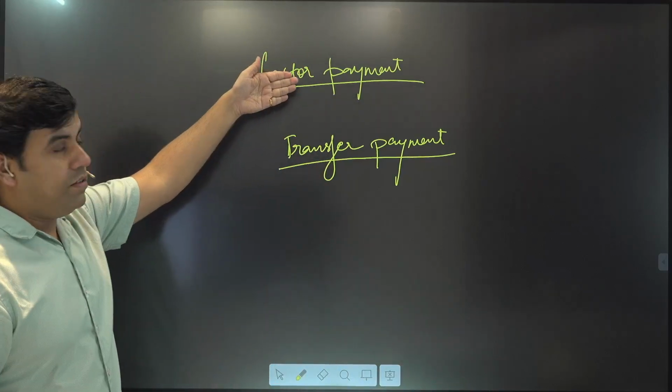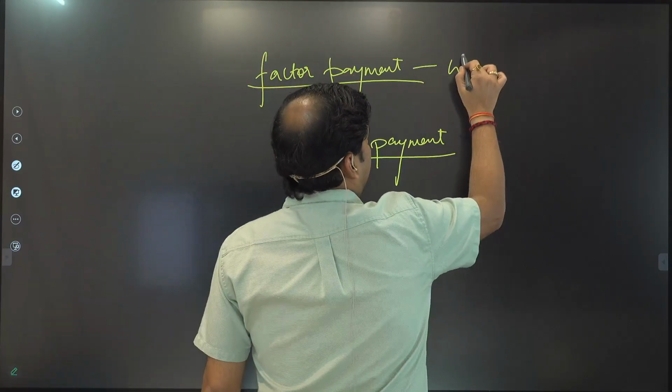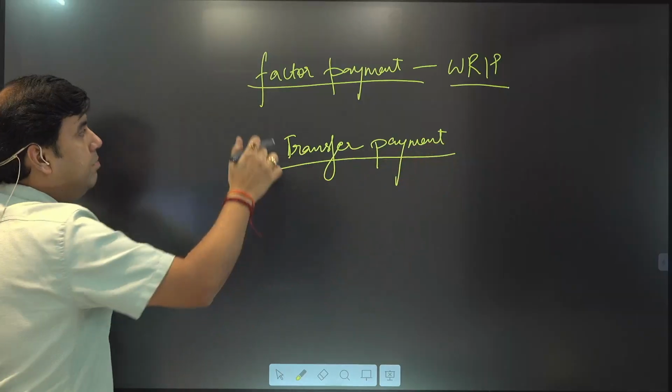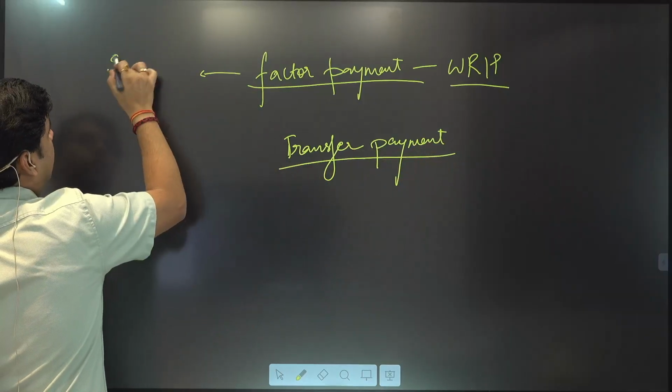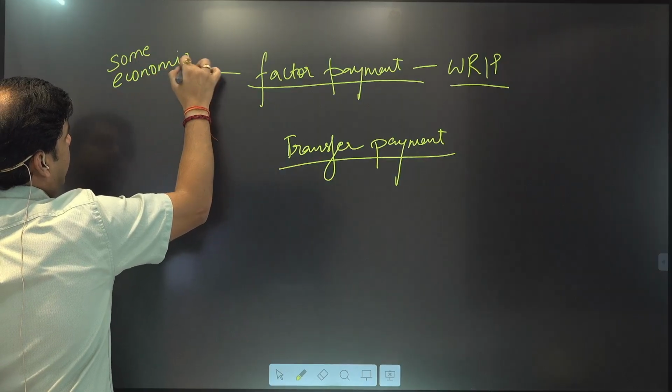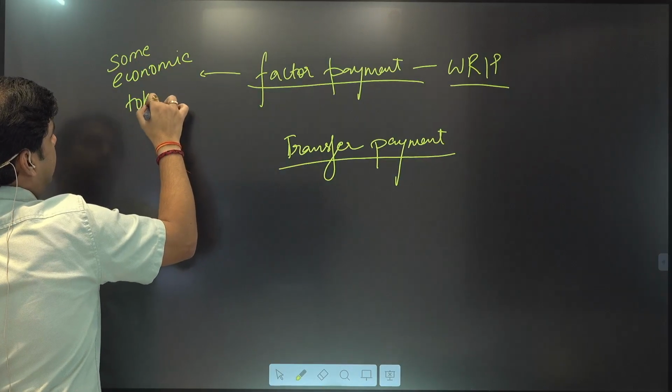Yesterday I gave you factor payment. What is the important condition for factor payment? Some economic activity takes place, right?